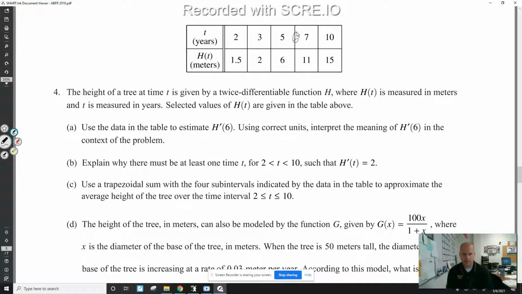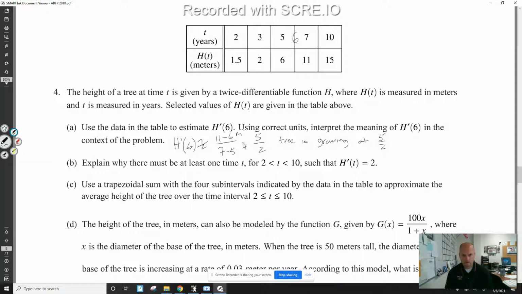Well, 6 is between 5 and 7. A derivative is just a slope. The best way to approximate the exact slope at 6 is to use the secant slope between 5 and 7. So h prime of 6 is approximately (11 minus 6) over (7 minus 5), which is 5 over 2, 5 halves. The tree is growing at 5 halves.